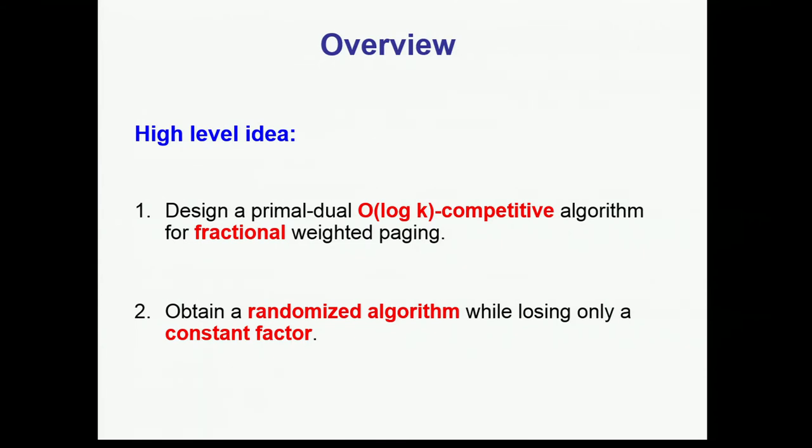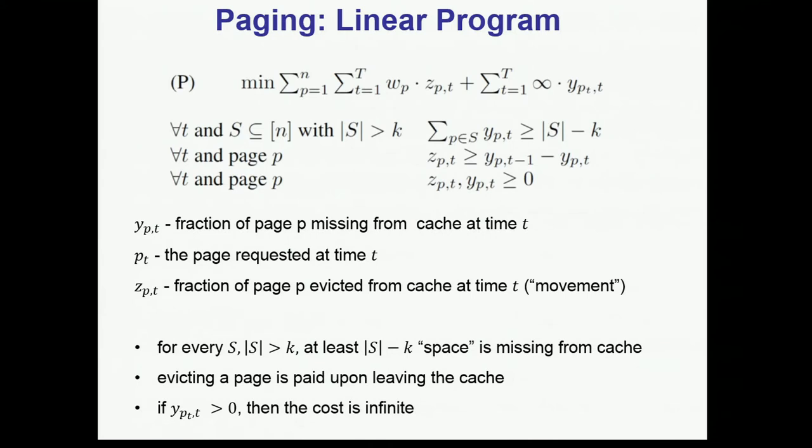So the way to get the log k competitive algorithm is first develop a fractional algorithm and then do randomized rounding, and it turns out that this is the easy part. You only lose a constant factor. You can get this log k by writing it as a covering packing framework and using similar ideas to what we have seen. Let me just show you a different way. You can also write it as the following LP.